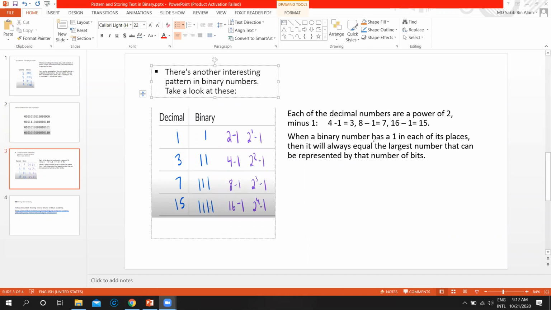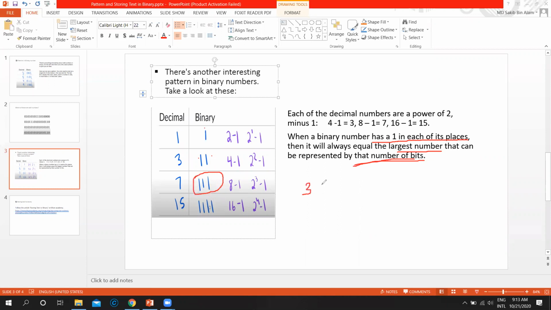When a binary number has one in each of its places, this is the largest number that can be represented by that number of bits. What does it mean? It means it will be the largest number for that number of bits. For example, if we have a 2-bit binary number and both are 1, 1 1. If we have a 3-bit binary number, all of these are 1. If we have 4 bits, all of these are 1. That means when all of these are 1, this is the largest number that can be represented by that number of bits.